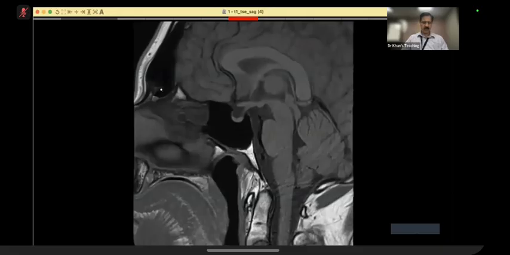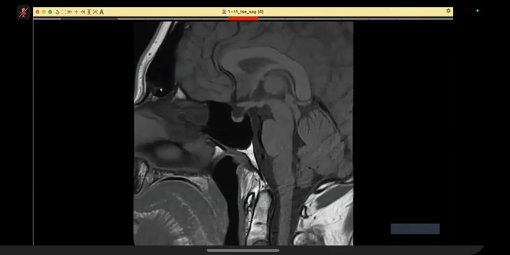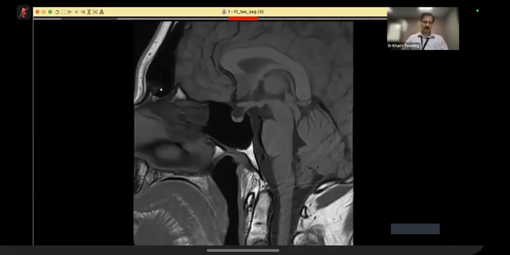Why is high signal seen in the posterior pituitary normally? Because of the granules, posterior pituitary granules, which are giving... I'm forgetting the name. Okay. So what is your final conclusion?